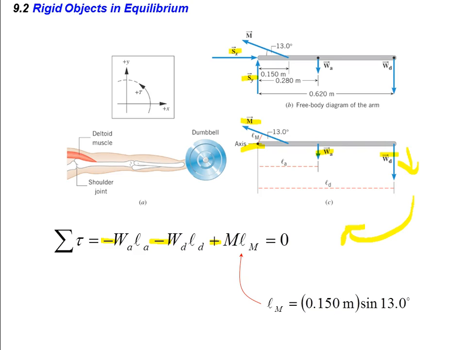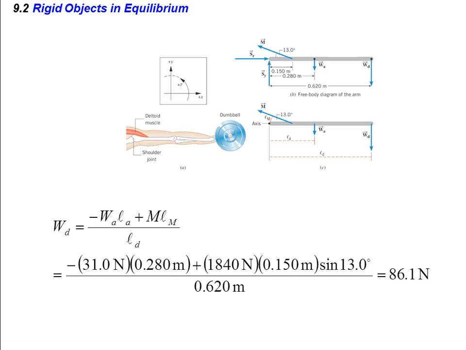So we have all of their forces times their lever arms. The key here, though, is we're at an angle of 13 degrees. So that lever arm is going to be the 15 centimeters times sine of 13, because we actually want this perpendicular lever arm right here, so we need to use sine to get that piece of our triangle. Plugging in all of our given information and solving for the weight of the dumbbell, we find that we can get 86.1 newtons.